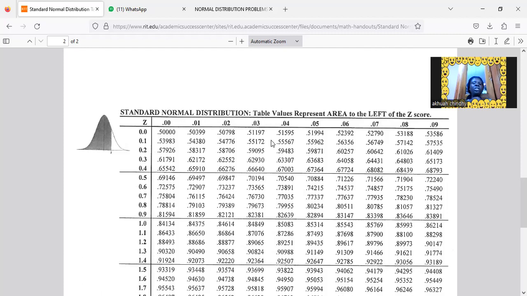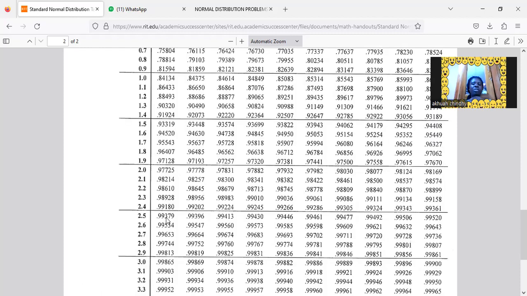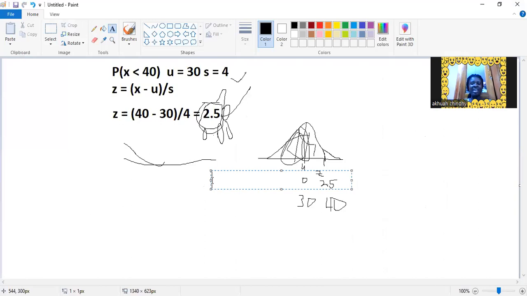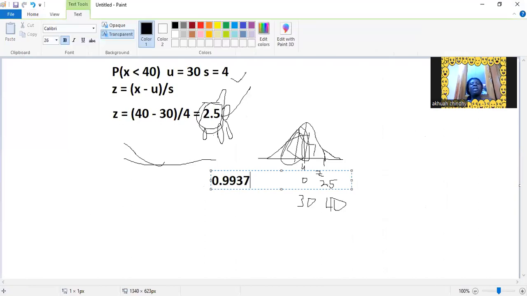Okay. So the 0.00 is the first column. So you first look for 2.5, which is this, right? Then 0.00, which is this. So the figure here is 0.99379. So this is the figure we got from our table, and that is our answer for the probability.